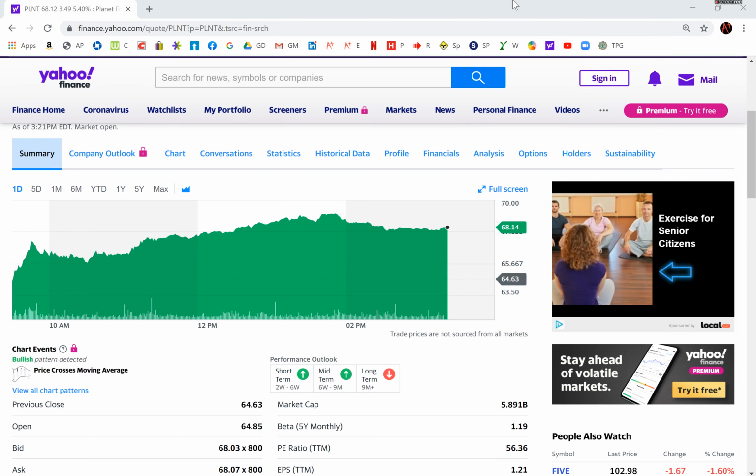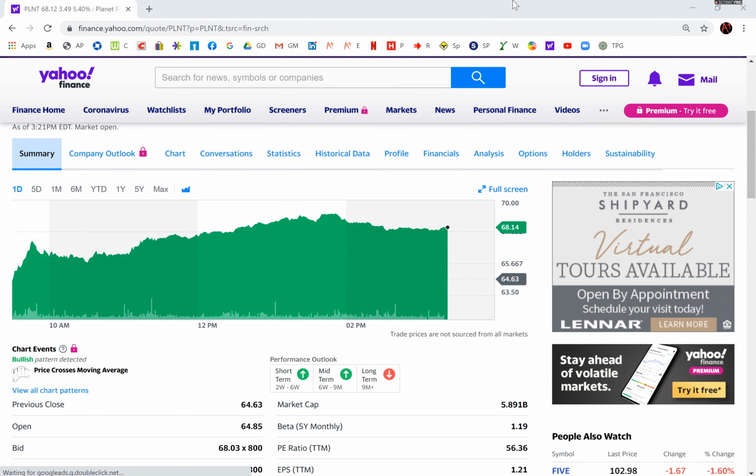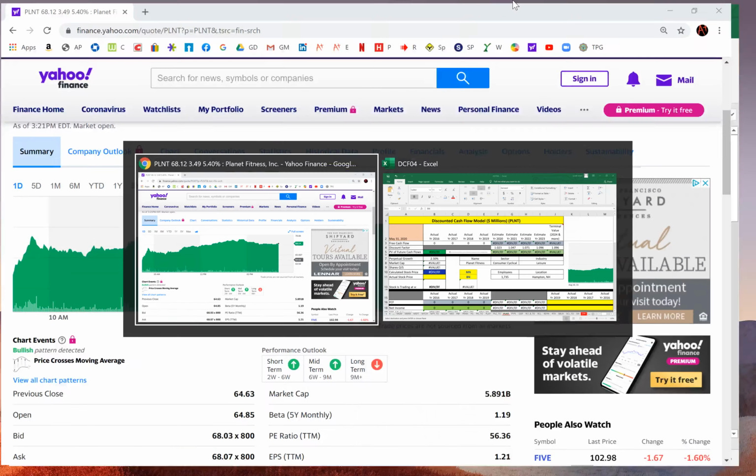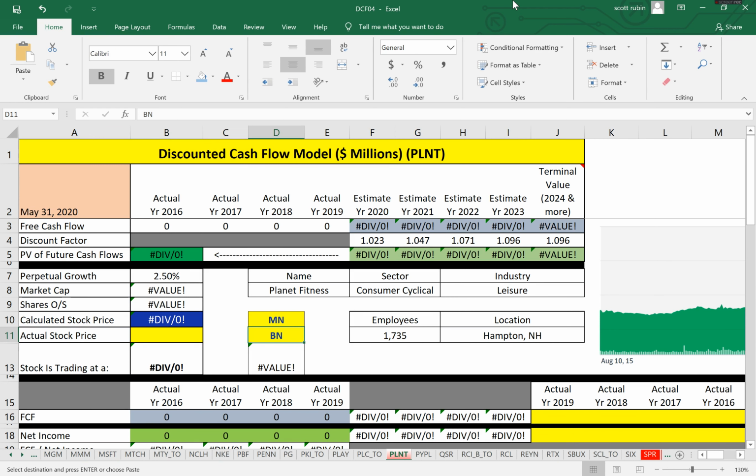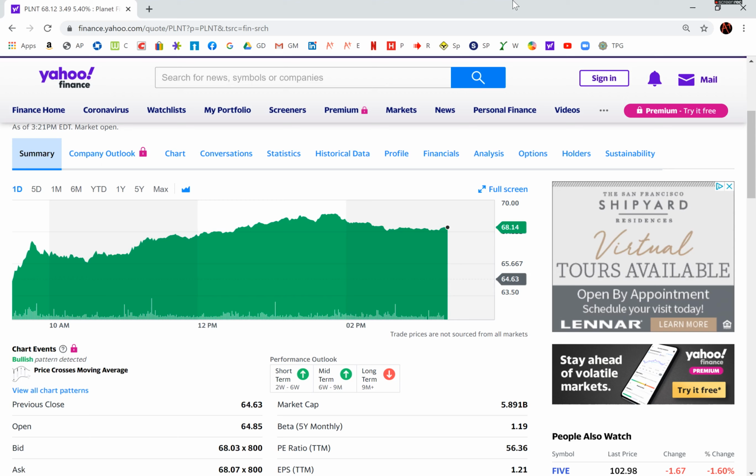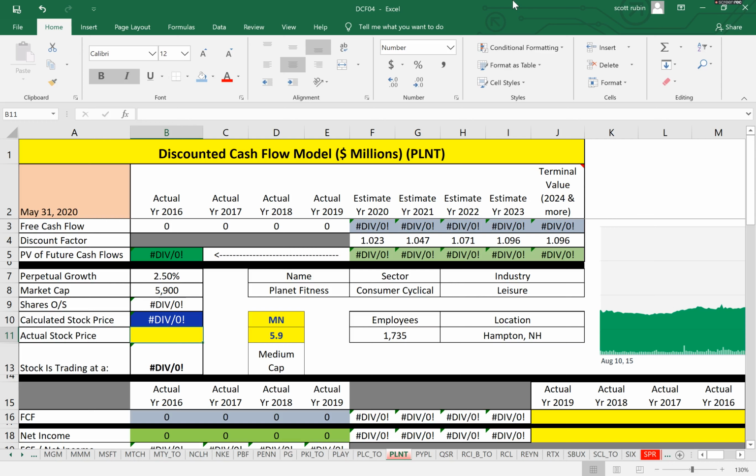Let's calculate the stock price for Planet Fitness. First, we need the market cap, which is 5.9 billion. And now the stock price is 68.12. So the shares outstanding is just the market cap divided by stock price equals shares outstanding. They have 87 million shares.